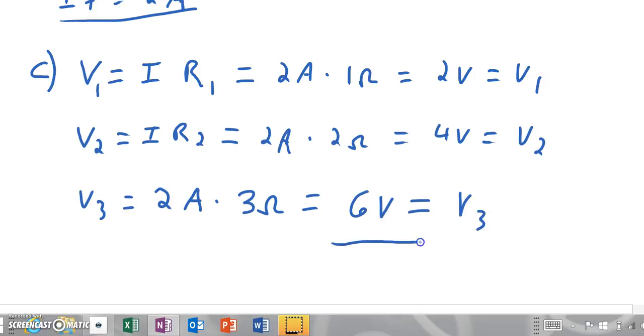Now, if we take the sum of these voltages, V1, V2, and V3, we'll find that 12 volts equals E. That verifies that KVL applies to this circuit.